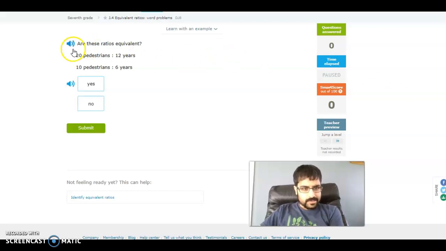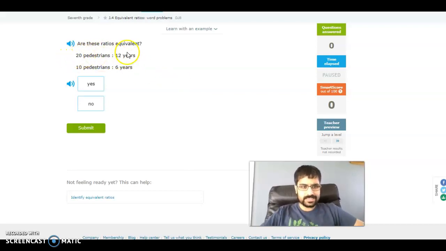So in a problem like this, you're going to see two ratios. Here I see, are these ratios equivalent? 20 pedestrians to 12 years, 10 pedestrians to 6 years. A lot of times, I find that students will see words like pedestrian, not be familiar with it, and then freak out a little bit and then skip it or guess. The word really doesn't matter. Focus on the numbers. For every single one of these problems, to figure out whether or not they're equivalent, you'll basically have to find the cross product of these ratios. And you can find that by turning the ratios into a fraction.